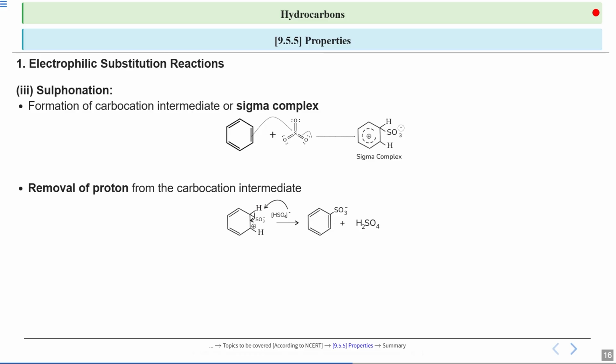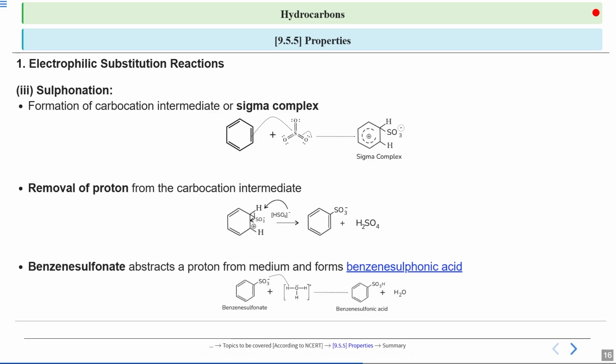Next, let's see how a proton is removed from the carbocation intermediate. The HSO4-, which was produced in the first step of generating the electrophile, acts as a base and removes an H+ from the sigma complex, restoring the aromaticity of the benzene ring and creating your sulfonic acid, so benzene sulfonic acid.